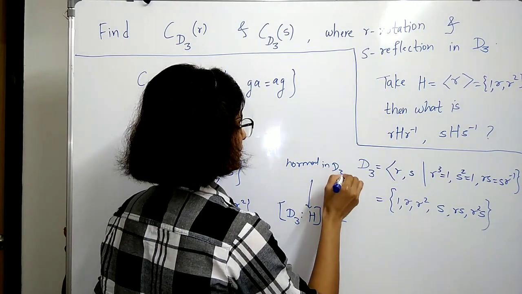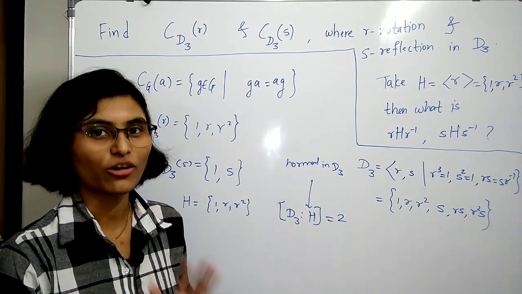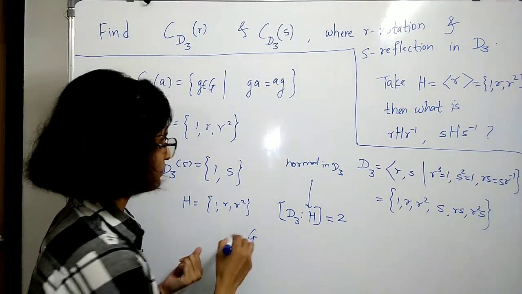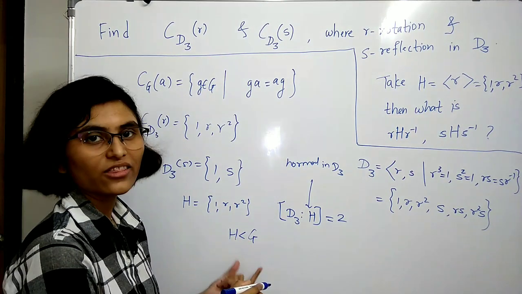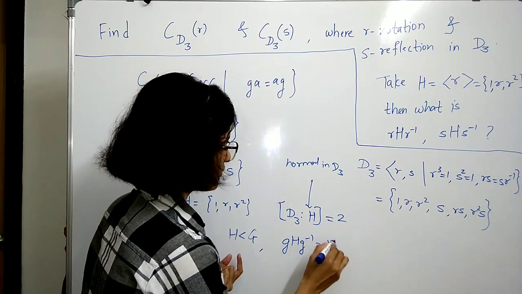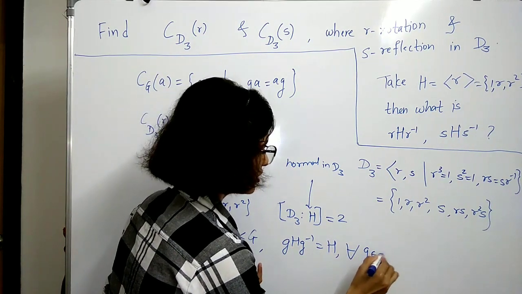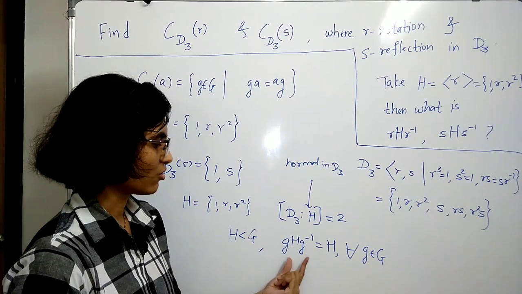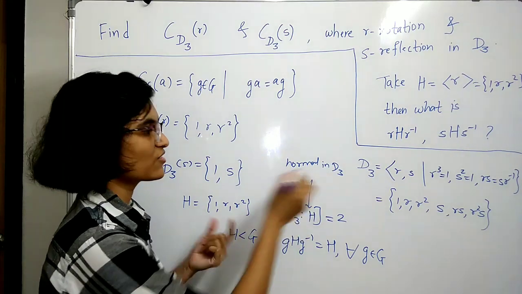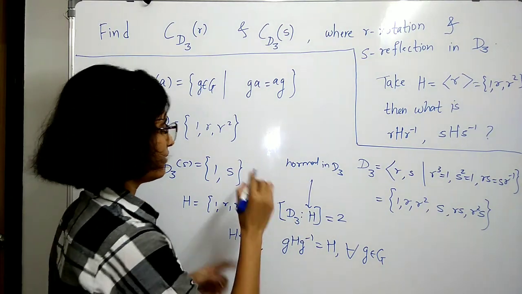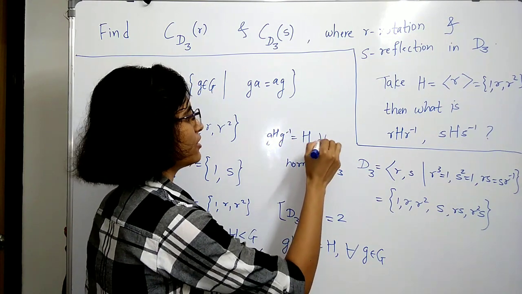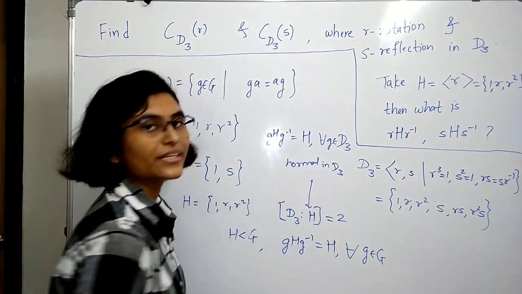So we have this is normal in D3. Now recall the definition of a normal subgroup. Suppose we have a group G and H is a subgroup of G. Then we call this H is normal in G if we have G H G inverse is equal to H for all g in G, right? That means the conjugate of subgroup is same as itself, right? So here we have this H is normal in D3. That means we have g H g inverse is equal to H for all g in the group D3, right?